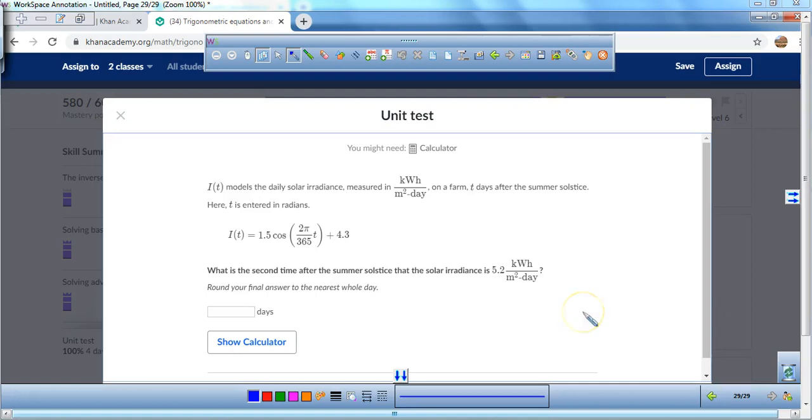So in this particular video, what we're going to do is go over the trigonometric functions unit test, the identities unit test, and we're going to be working through problems together. Hopefully as I do the problems, you'll have some understanding of what it's asking you to do.